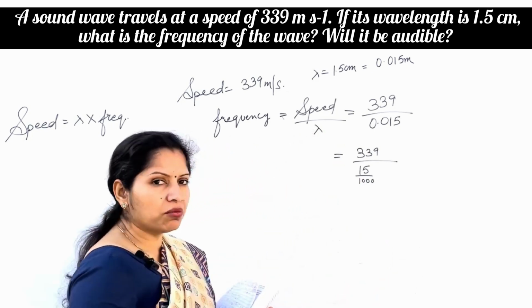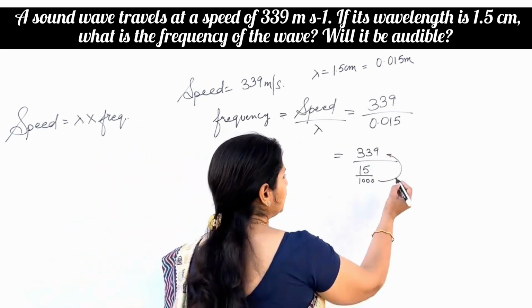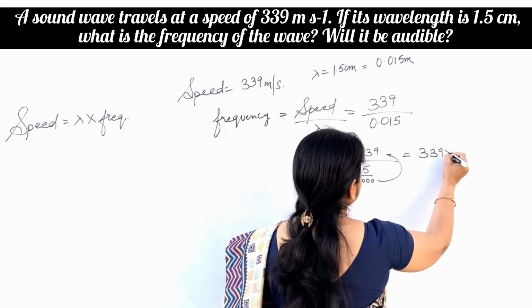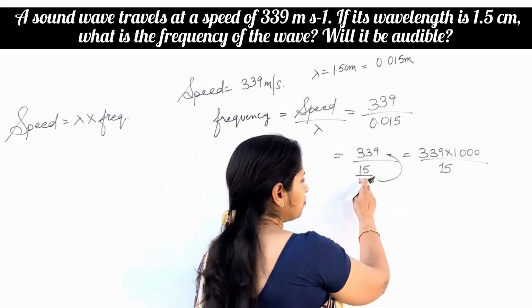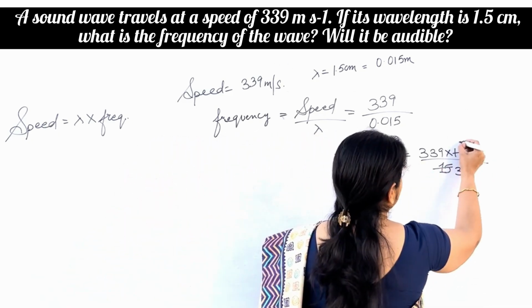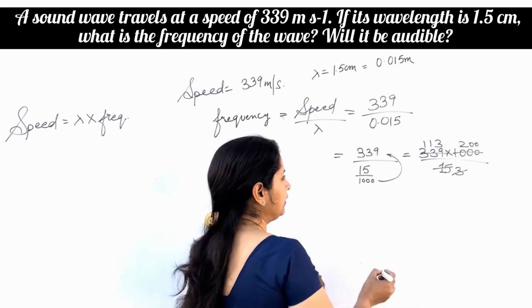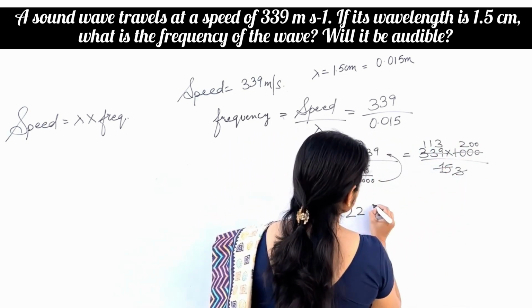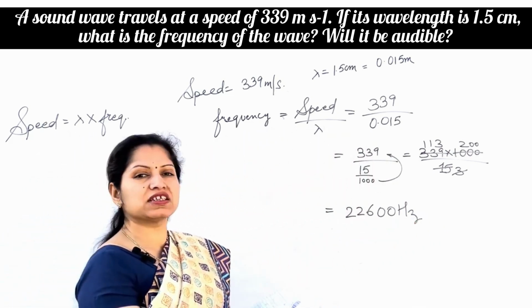Now, denominator of a denominator becomes the numerator. So it will be written as 339 into 1000 upon 15. Remember, denominator of a denominator becomes the numerator. Now, 3 times 5 is 15, 200 times this, 3 times is 339. So it comes out to be 22600 hertz. So the frequency comes out to be 22600 hertz.